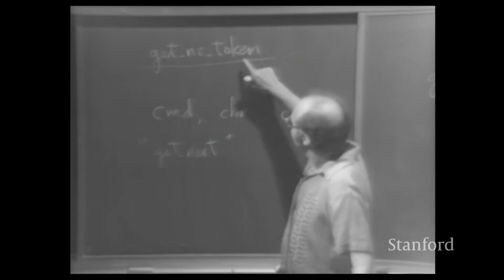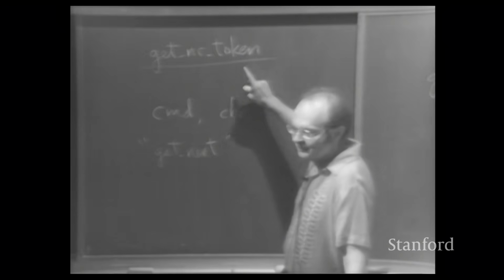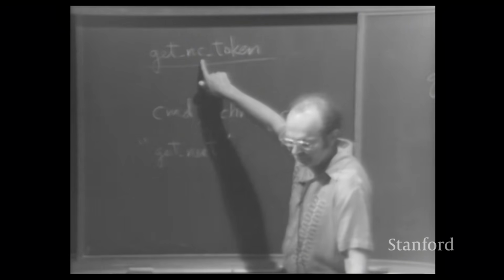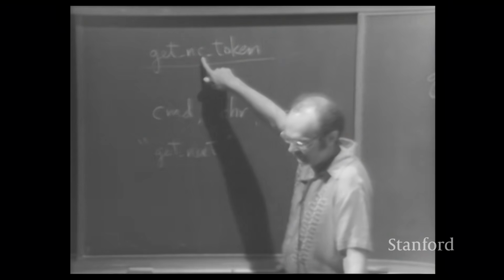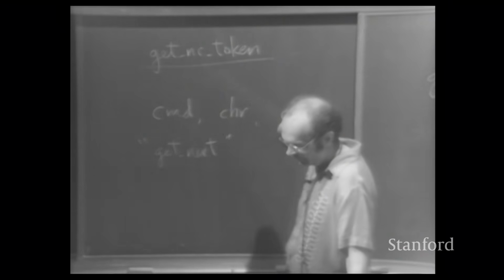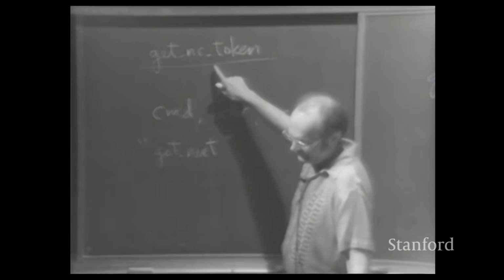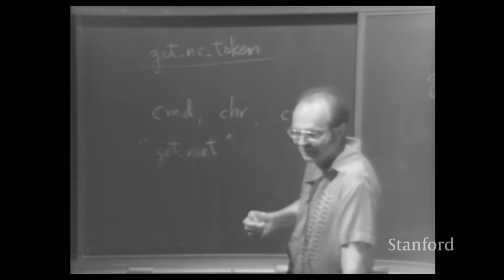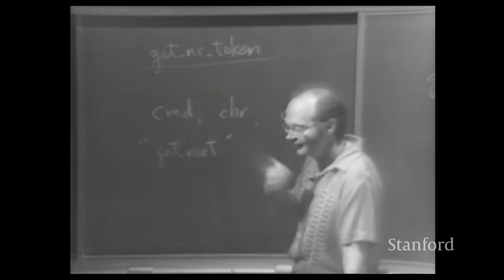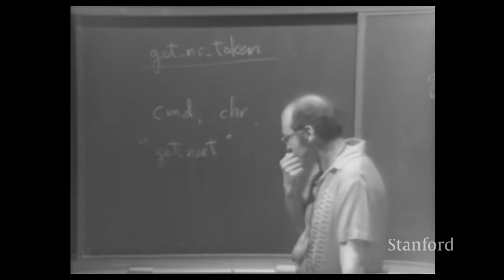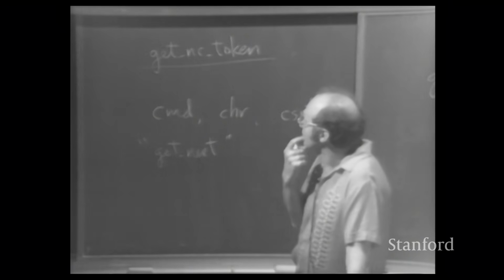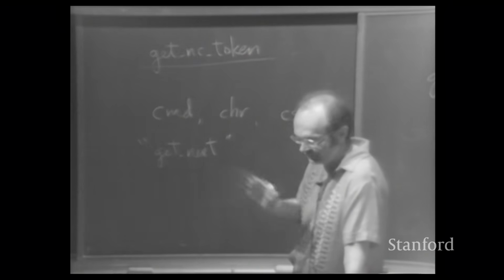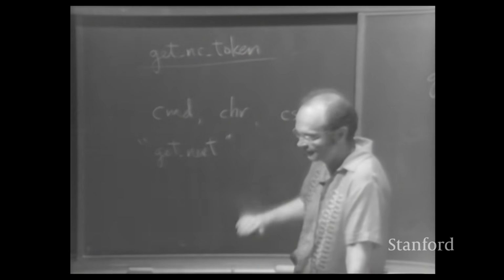Now, get NC token is like getNext, but it does more. NC stands for non-call, and call is a macro that has to be expanded. So get NC token means that it's getNext, but if it turned out the next thing was a macro, expand it and get me the next thing that isn't a macro. So when I call get NC token, this says let me see whatever is next, but be sure that it doesn't include any control sequence that's been defined with def.